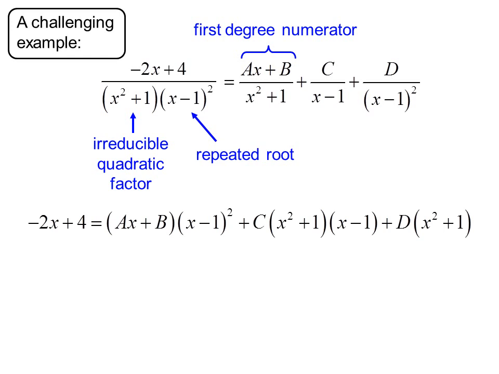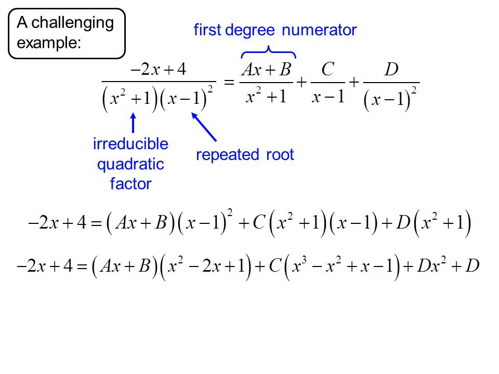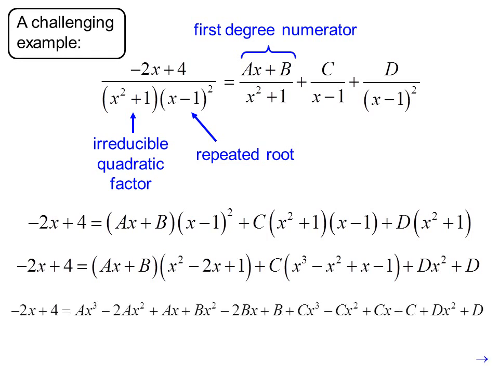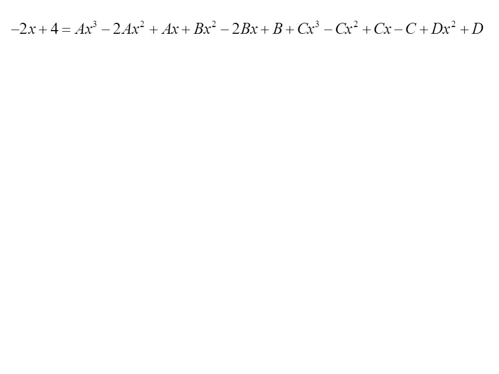We multiply through by the common denominator to clear the fractions. Then we expand and expand again. Obviously, if we were doing this by hand, we'd have to do it very carefully. Now we need to set like terms equal to each other.